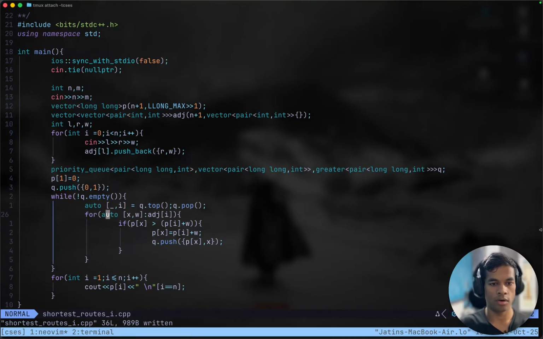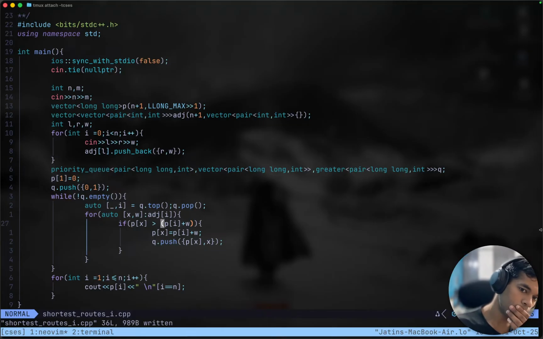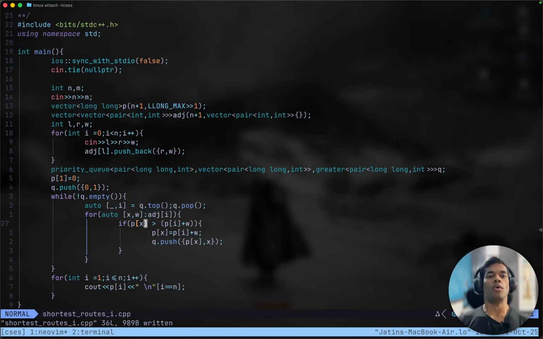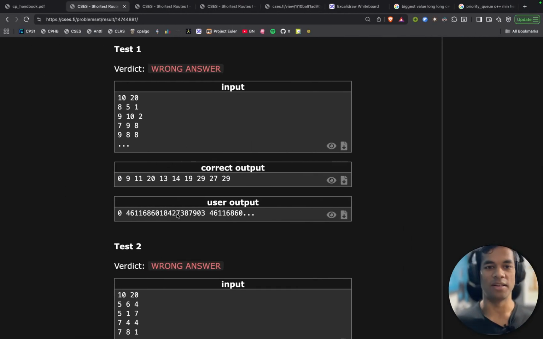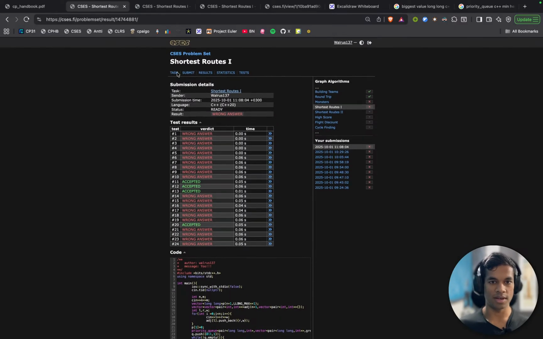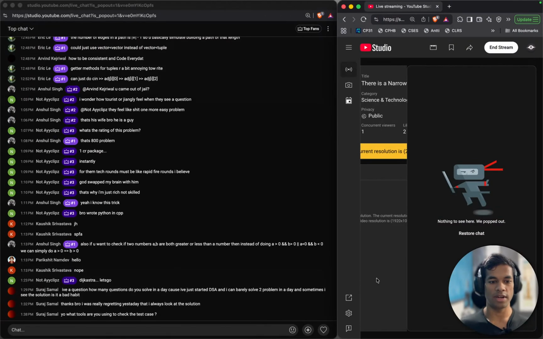And for auto x, y, x is the node that the ith node is connected to, and w is the weight. This should be true. That was a mistake. And this is not the first time that I've made that mistake. We are not taking all the edges.